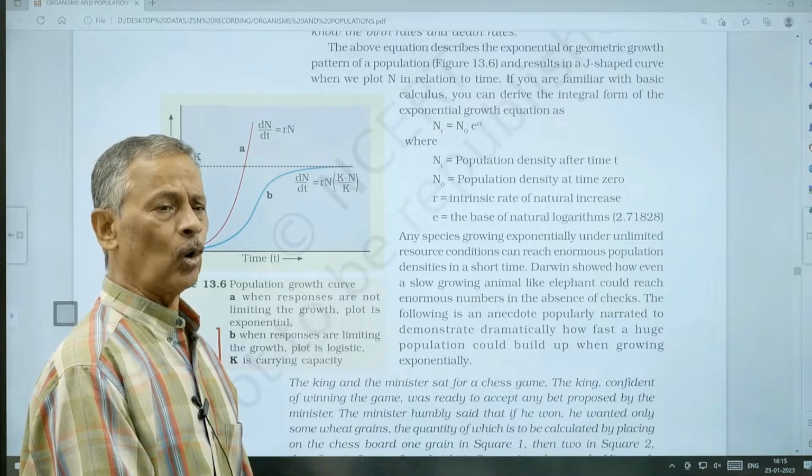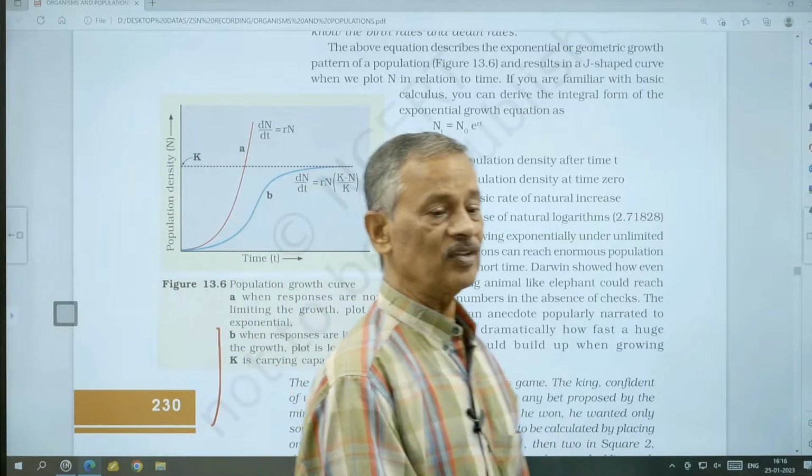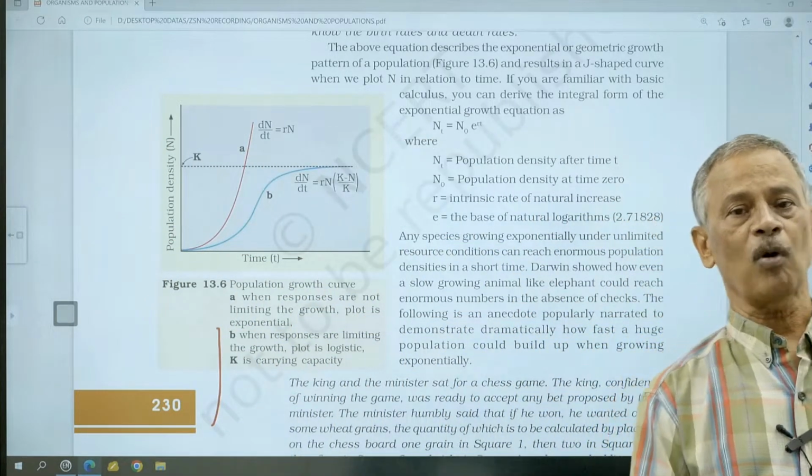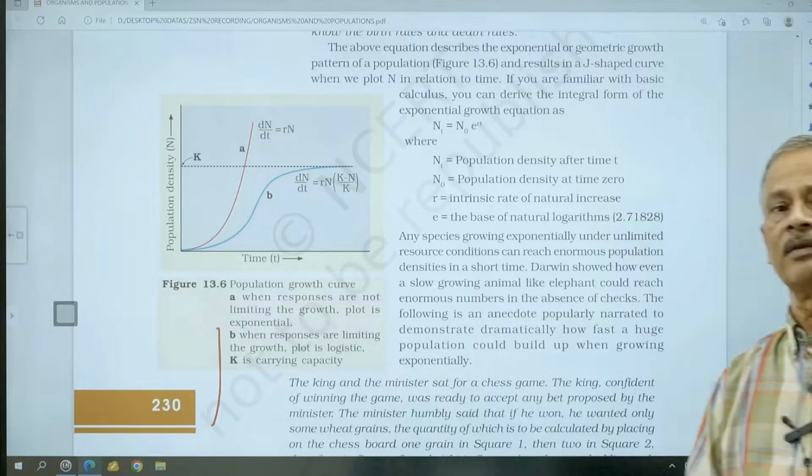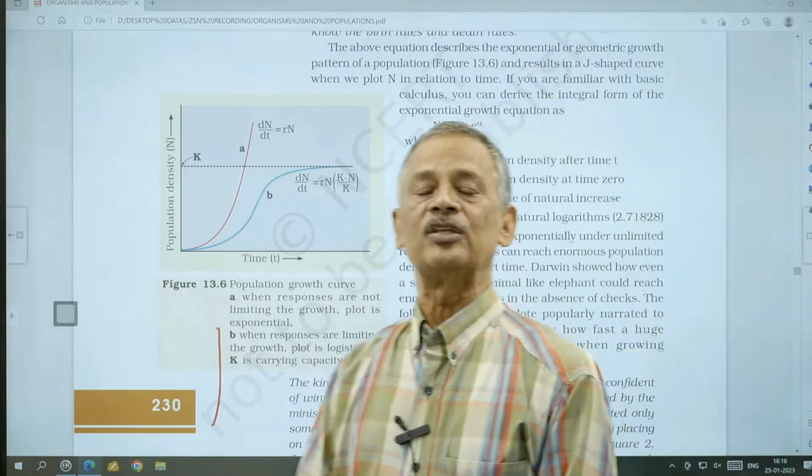Population cannot grow beyond this carrying capacity. What is this carrying capacity? Maximum number of population the environment can sustain in a situation.